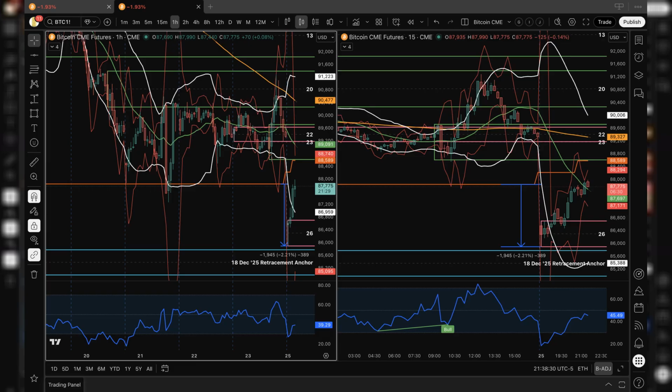cleanly through it. At the same time, the weekly 20-period moving average has continued to trend lower week after week. As it moves downward, it is gradually closing the distance between itself and the weekly 120 moving average. This slow convergence tells us that higher timeframe structure is compressing, meaning that directional clarity has already been reduced before today's session even began.